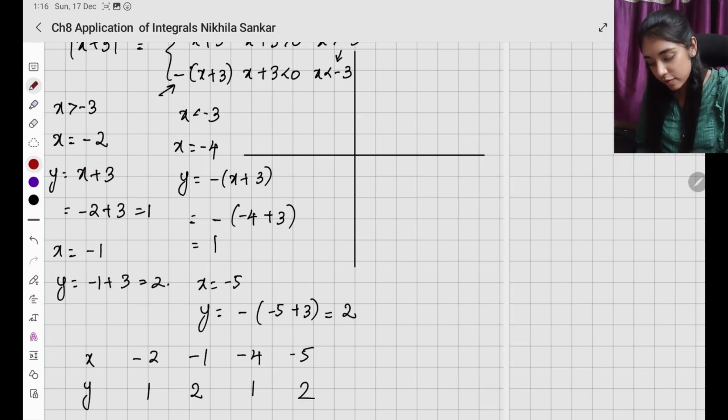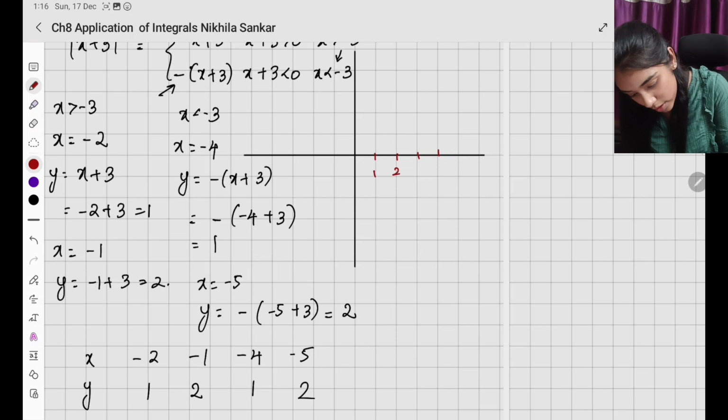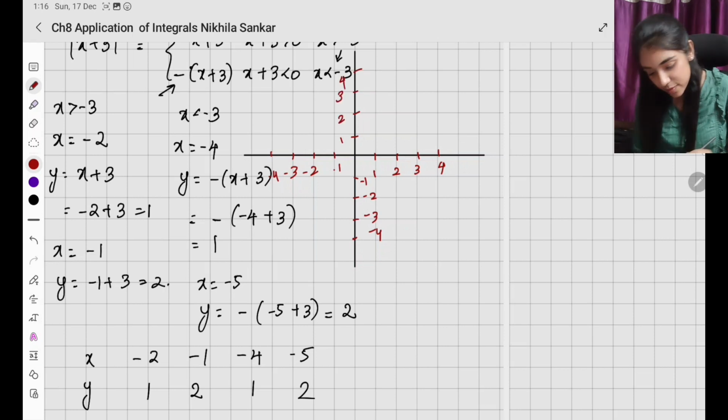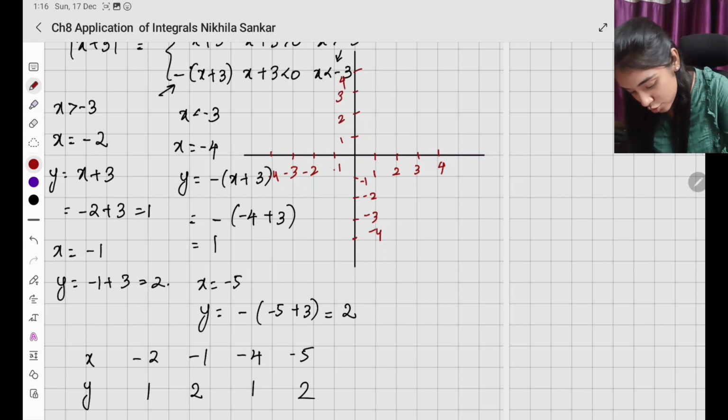Now how does my graph look when I plot these values? 1, 2, 3, 4. Minus 1, minus 2, minus 3, minus 4. When I plot these values, what do I have? X is equal to minus 2 and y equals 1. So it's this particular point. X is equal to minus 1 and y equals 2. So it's going to be this particular point.